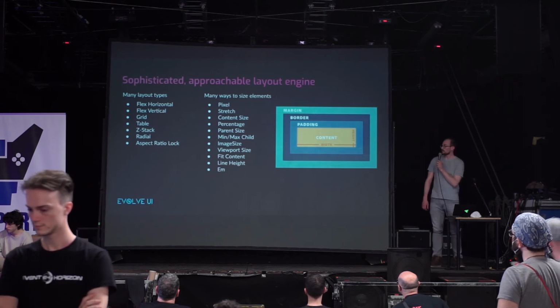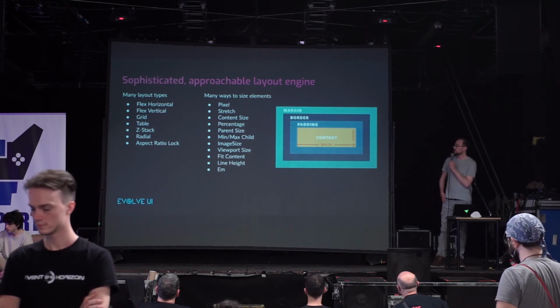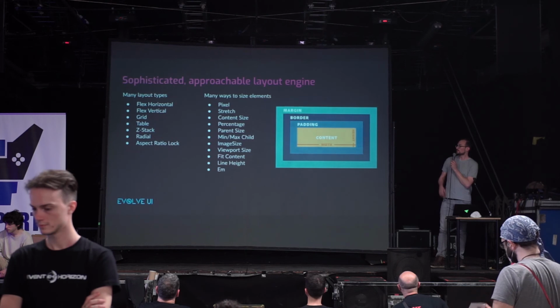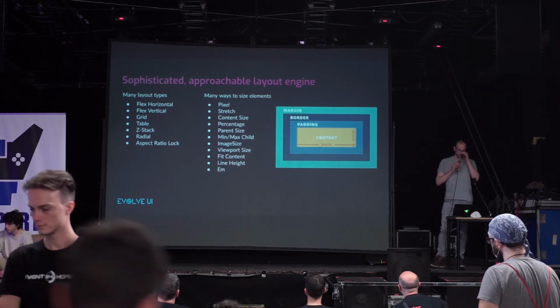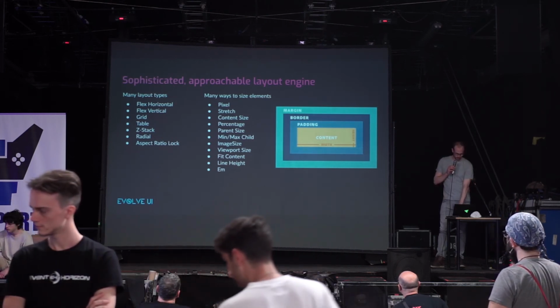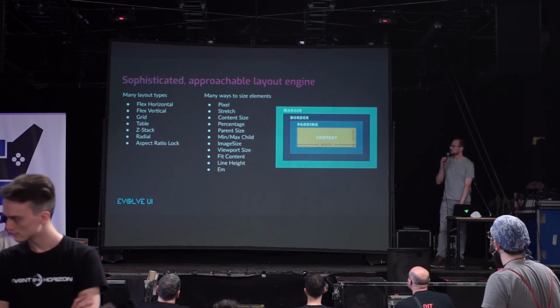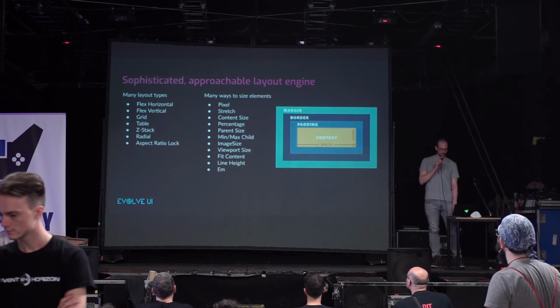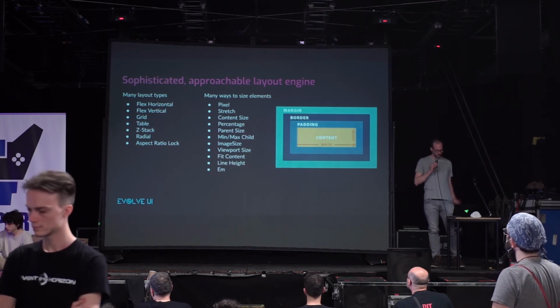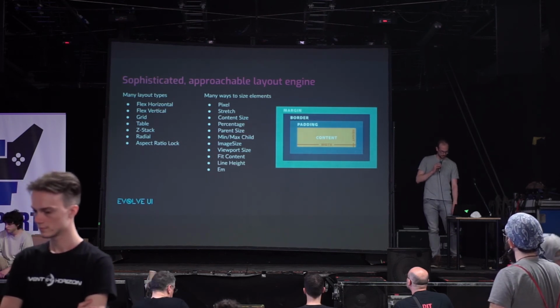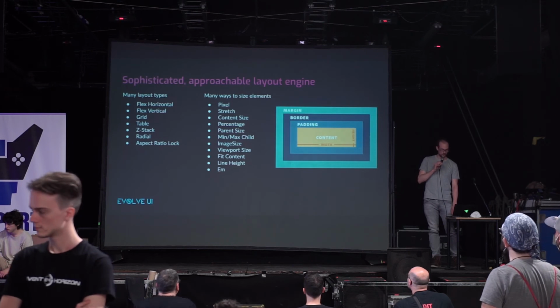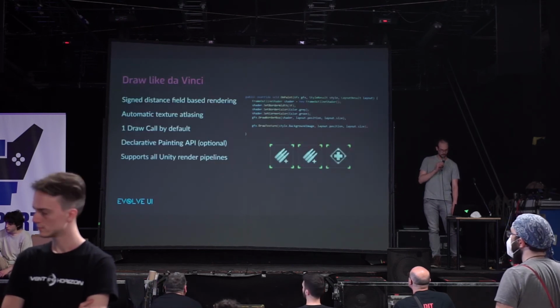And layout is a super complicated topic, typically in UI. So we ship with 10 different layout types, and there's a bunch of ways to do sizing. So you could size things based on your biggest child, based on your smallest child. You could just have it stretch. And this is a really easy way to compose elements together and make something that looks really cool and complex really quick.